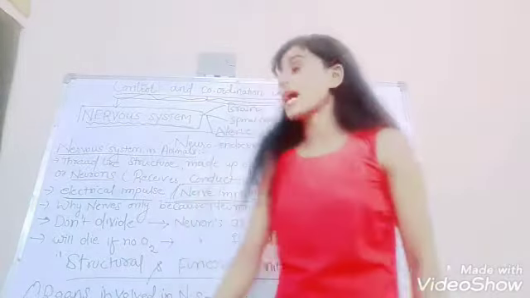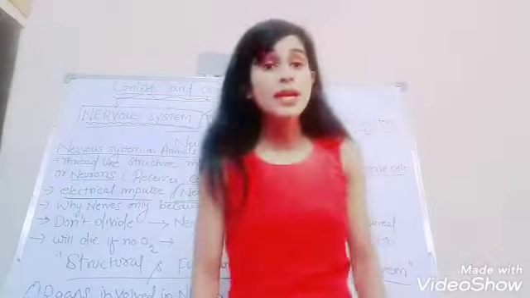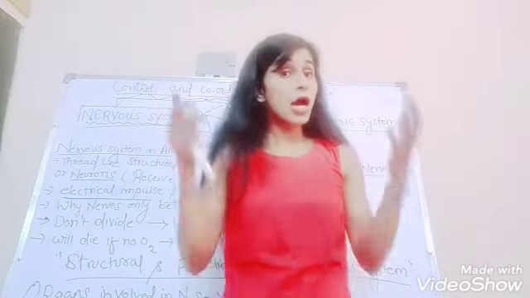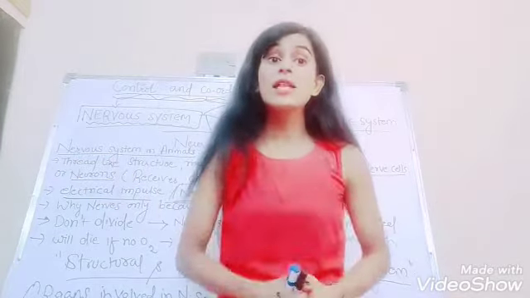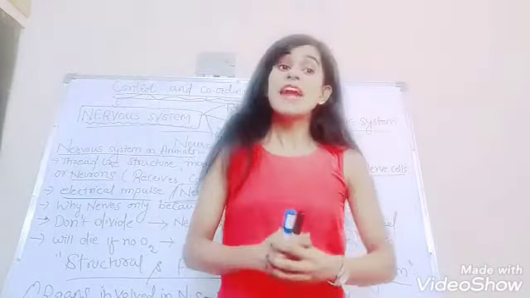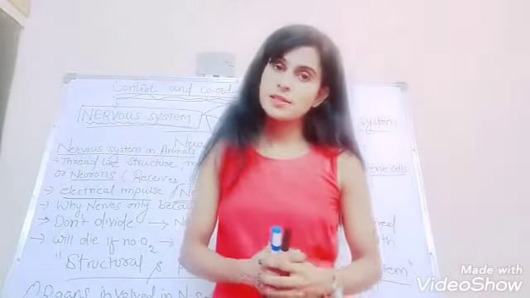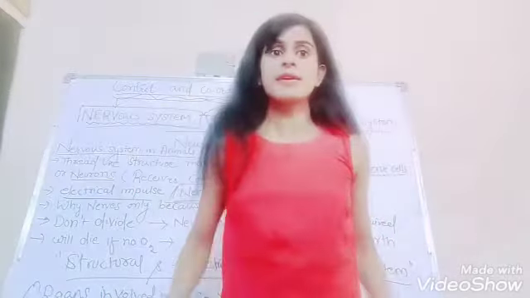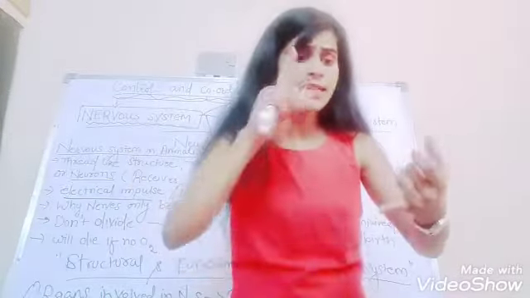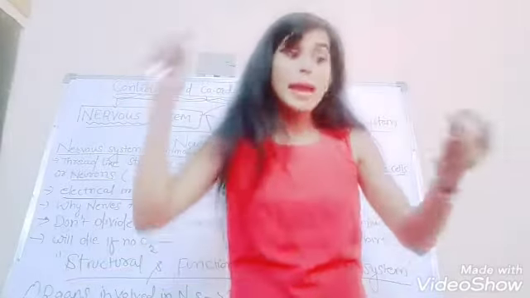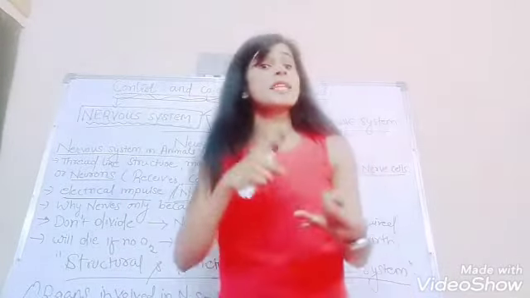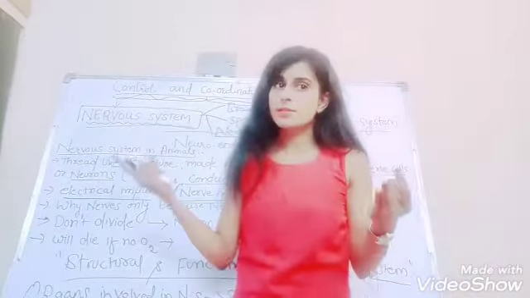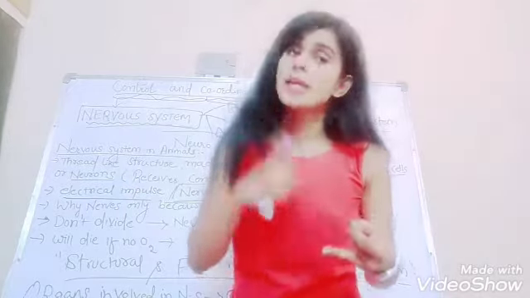And hence we regard the neuron as the structural and functional unit of the nervous system. Now you understand why we call the neurons the structural and functional unit of the nervous system. First thing is that it will conduct and transmit the messages. That is the most important. And messages are generally transferred in the form of electrical impulse, which is called your nerve impulse.